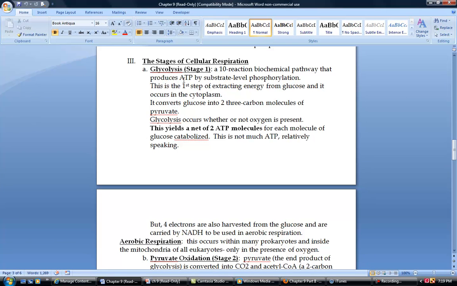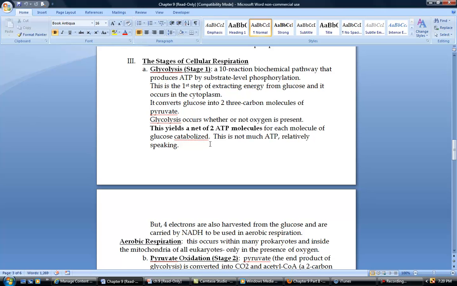This is making ATP using substrate level phosphorylation. If you remember, that's using an enzyme to snap that phosphate off of something else and put it onto ADP to make ATP. This is the first stage in the 4 stages. It's converting glucose into those 2 3-carbon molecules of pyruvate. So glucose is turning into pyruvate. Now, glycolysis can happen if oxygen is around or even if oxygen is not, and we'll talk about that a little later.